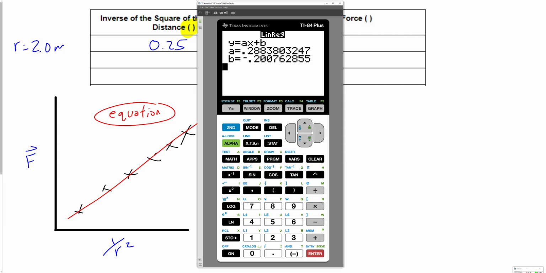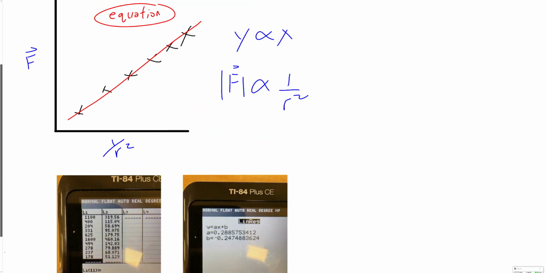Now, I want you to take a picture with your phone and insert 2 screens from your calculator. I want to see your data table and I want to see your equation. Got it? And it should match the table that you have in your analysis, right?